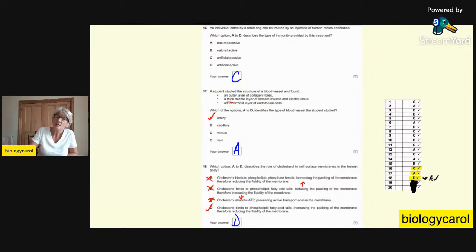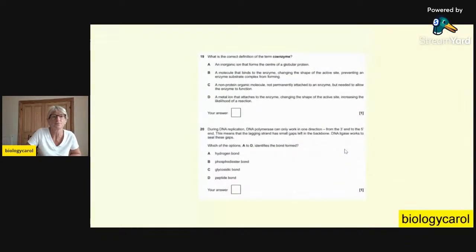Now, notice the examiners also allowed the answer A because they recognised that students may not have been taught the detail of the fact that cholesterol binds to the fatty acid tails and not particularly to the phosphate heads. And of course, every other bit of the answer was the same. So there was a little bit of leeway there.